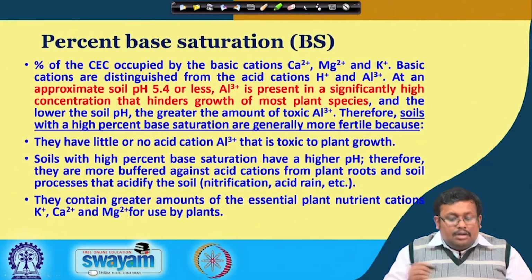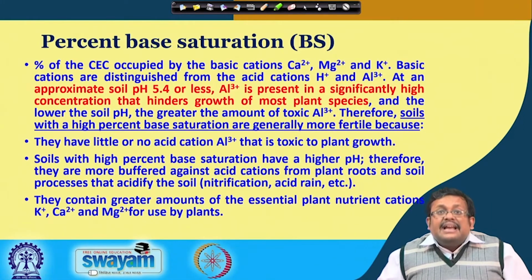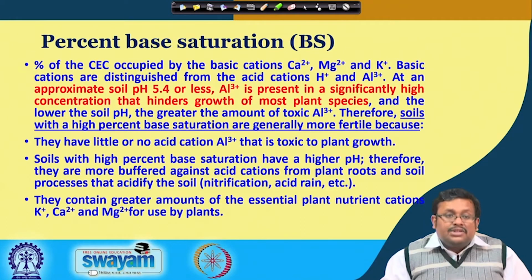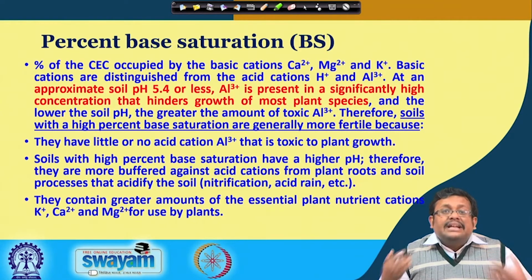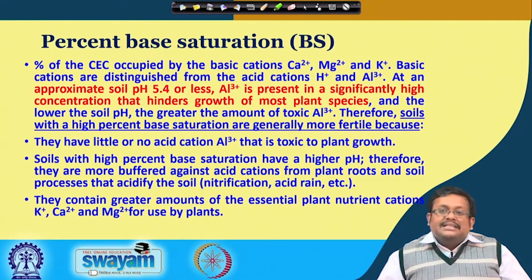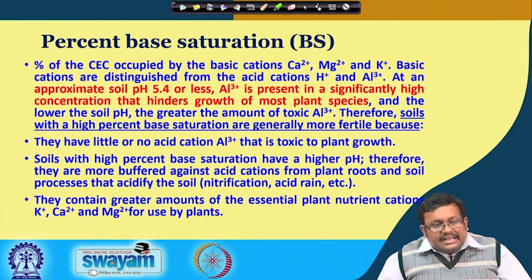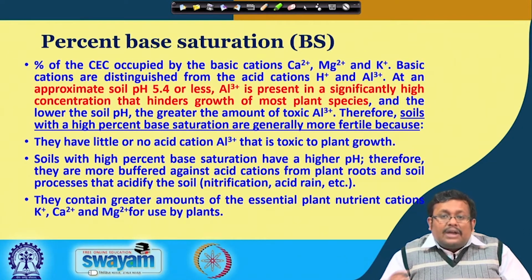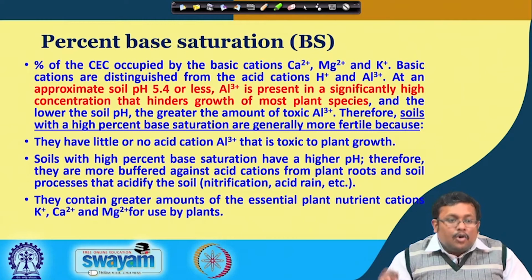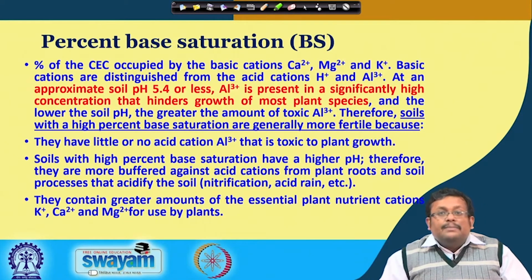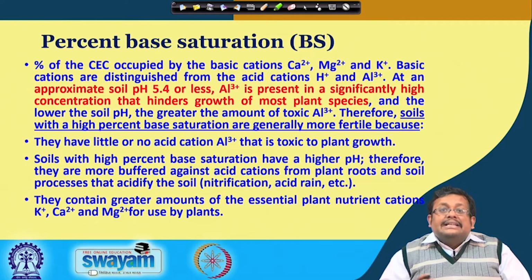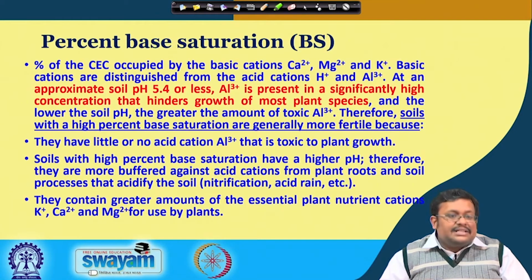Now let us consider another very important topic, percent base saturation, or BS. Percent base saturation is the percentage of the CEC which is occupied by the basic cations. We have already calculated the CEC. Now, if you calculate what percentage of the total CEC is contributed by the basic cations, that is calcium, magnesium and potassium, then we can calculate the percent base saturation.